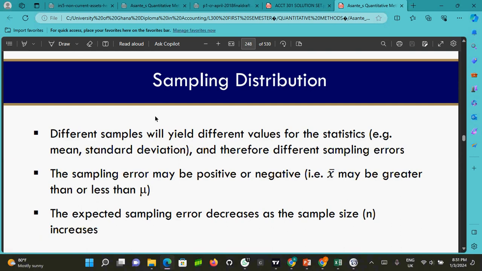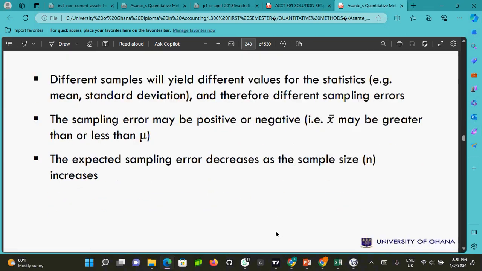So different samples will yield different values from the statistics, for example the mean, the standard deviation, and therefore different sampling errors. Sampling error may be positive or negative, because, for example, in the ones that we solved so far, some are positive, some are negative. The expected sampling error decreases as the sample size increases.